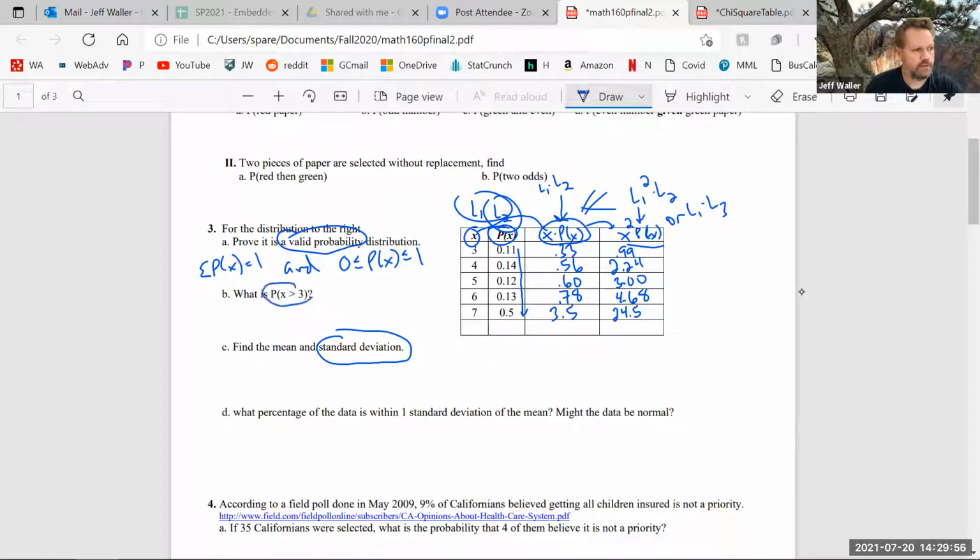What's the probability x is greater than 3? What's a shortcut to get that? Take 1 minus the probability of x being 3. If 3 is 11%, then x greater than 3 must be the rest, 89%. Bam. Or you can take all day and add these up. Either way. Maybe not all day.